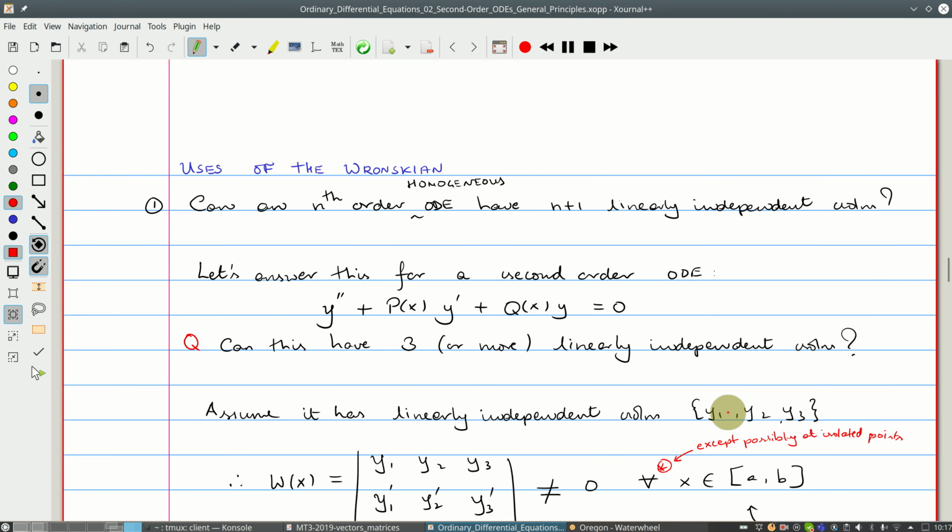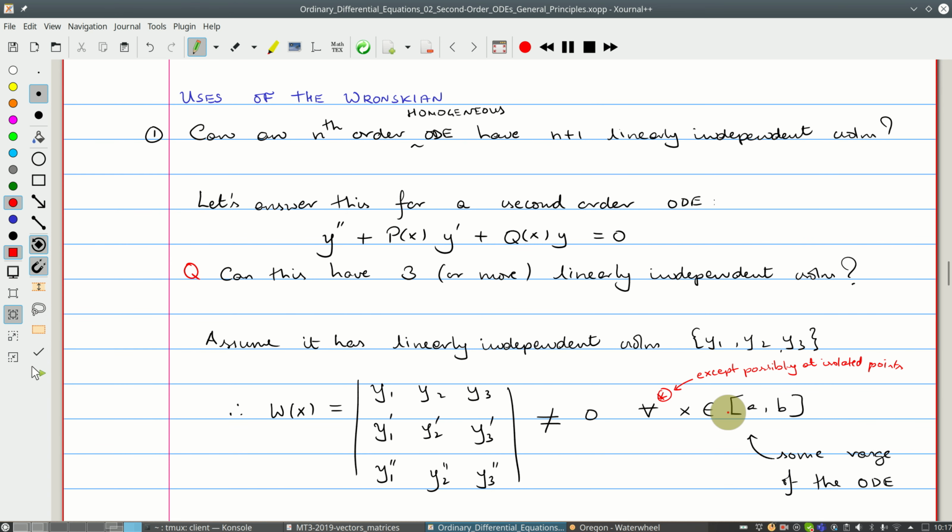Now let's have a look at some uses of the Wronskian. 1. Can an nth order homogeneous ODE have n plus 1 linearly independent solutions? Remember what I said earlier is that an nth order ODE would have exactly n linearly independent solutions. So let's ask if it can have n plus 1. Can it have more?